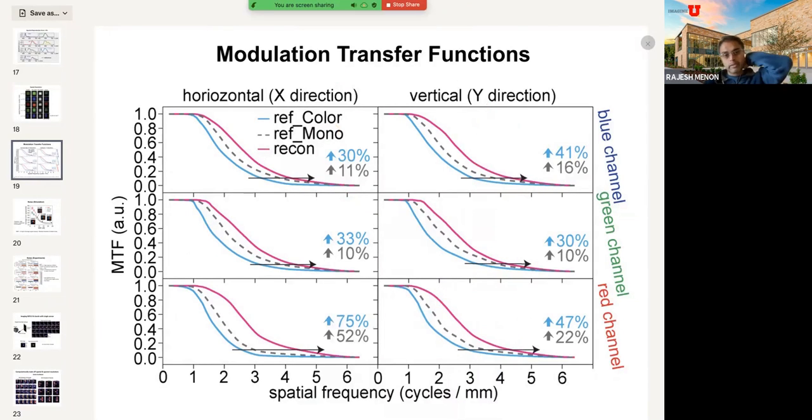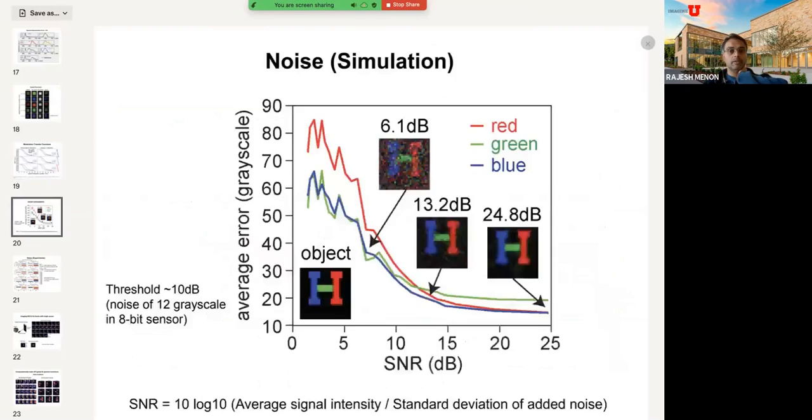I won't talk too much about the MTFs, but this is something I think you probably covered in the talk on geometrical optics, but it's an important metric to characterize imaging systems and lenses and so on. MTF represents the contrast in terms of spatial frequency. So the higher the contrast, the better the performance.